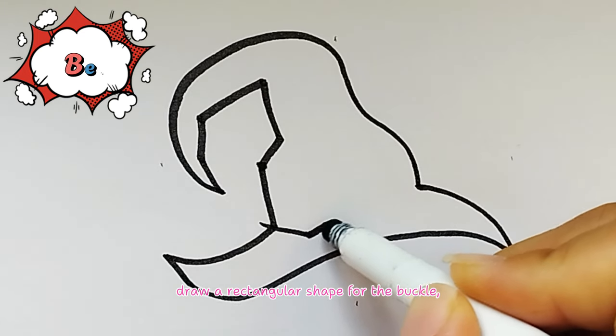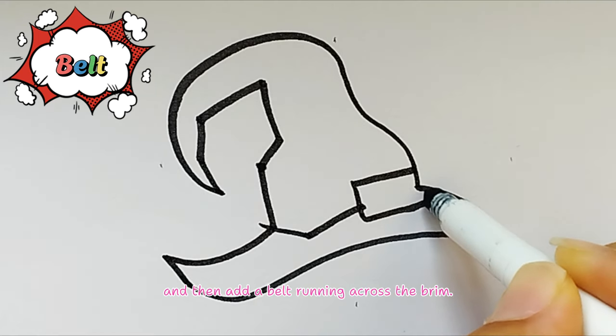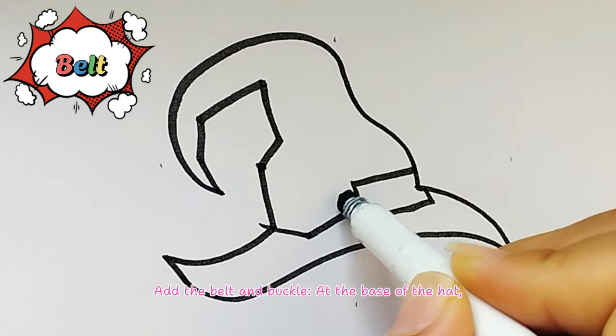Draw a rectangular shape for the buckle. And then add a belt running across the brim. Add the belt and buckle at the base of the hat.